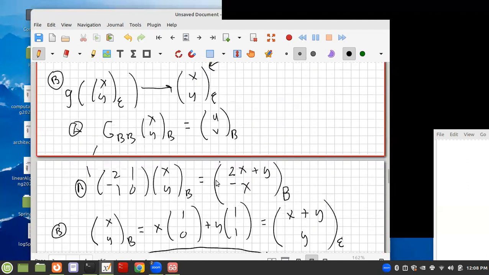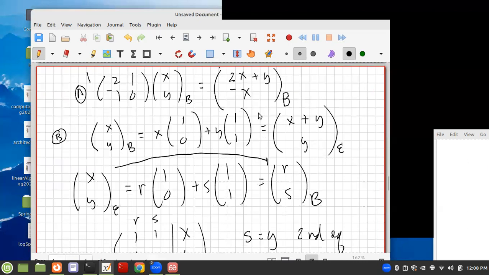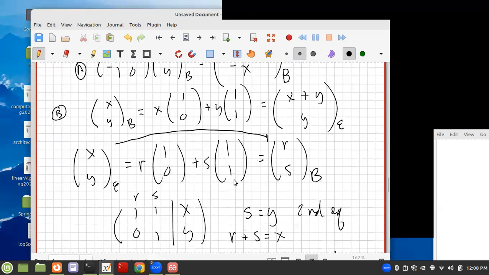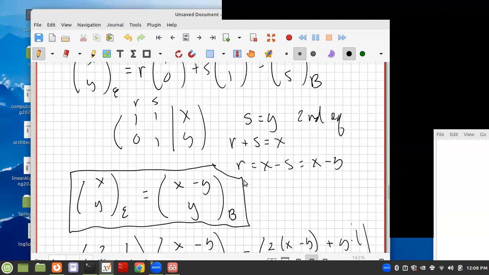Let's see if we can see. Well, this one here is 2x plus y minus x, so that's correct. And then to find this, we'd have to take xy. xy is going to be x plus y and y, and then we actually want it the other way around. We want x, y is extent, r and s, so we do x and y. Oh, yes, so let's see.